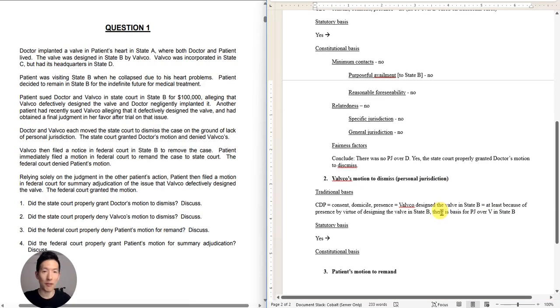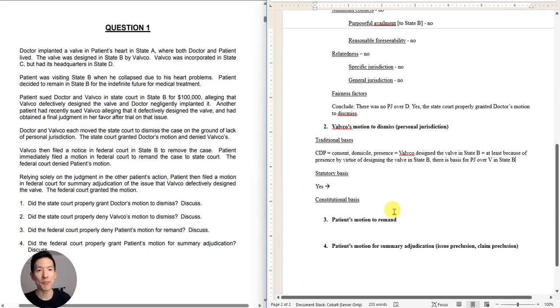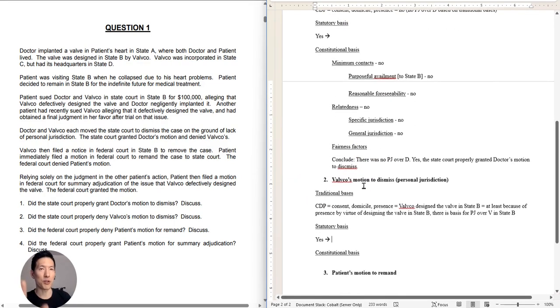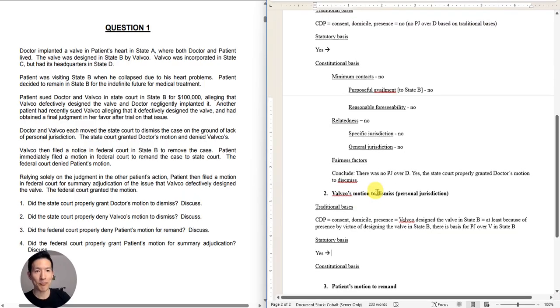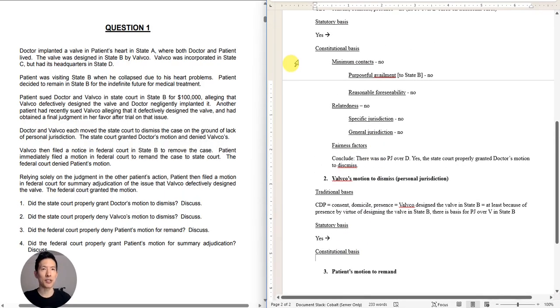Okay, so off to a good start. However, we're not going to stop here. We want to show the grader that even though we can technically stop the analysis here, let's just cover all bases, no pun intended. Let's go over the statutory basis, which leads into the constitutional basis. So once again, same answer here. We're going to assume that there is statutory basis. And then let's break this down again.